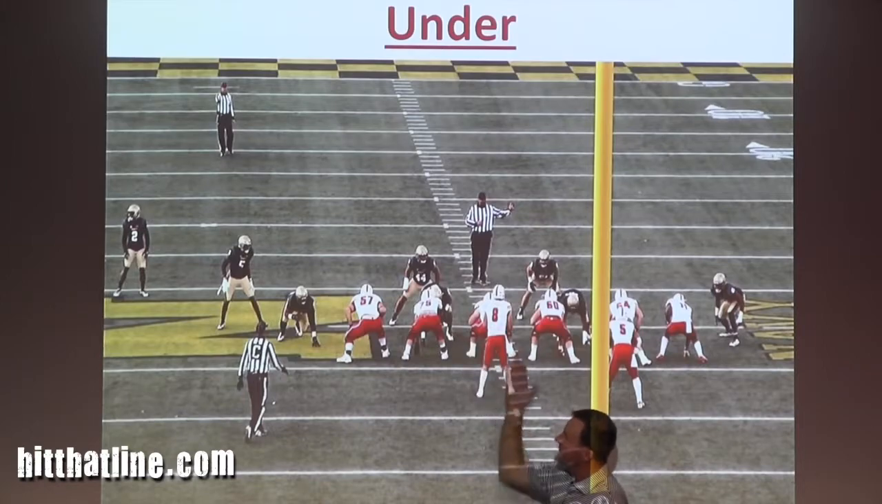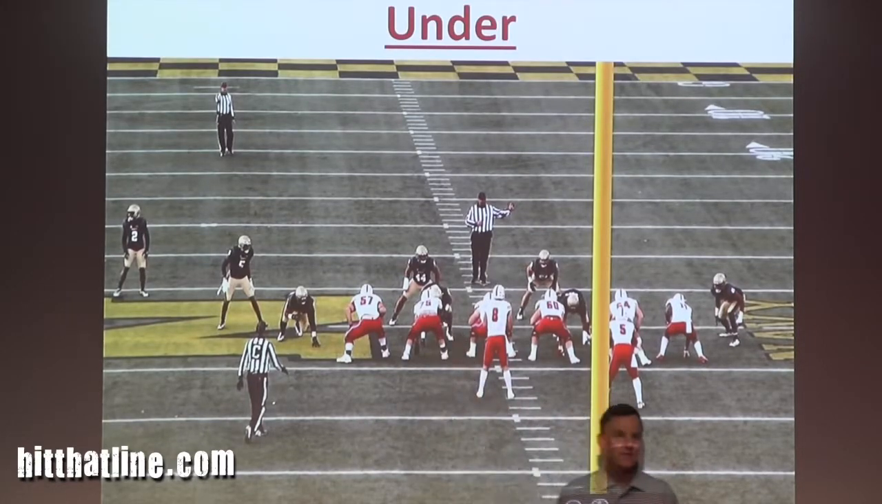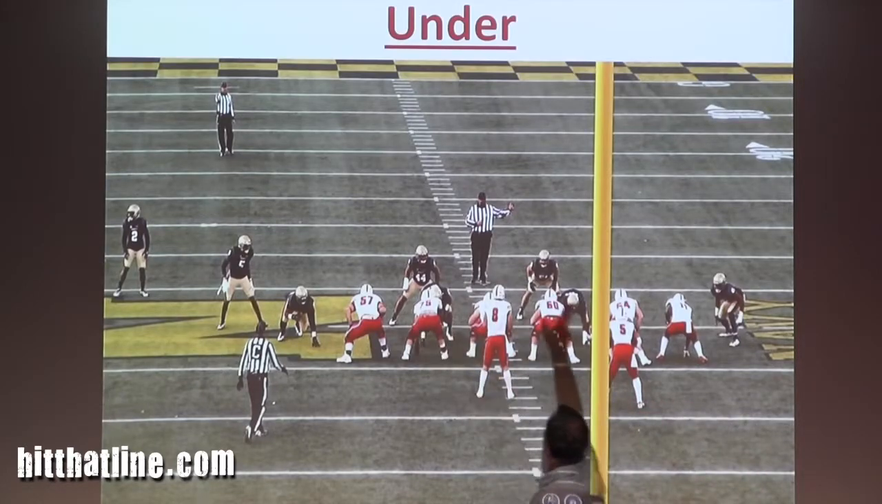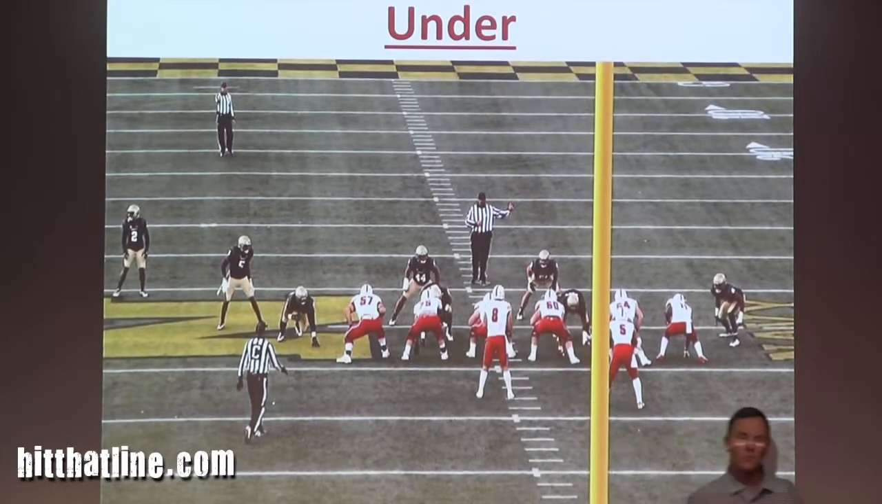An under front is where we call the formation, or the strength, to the field. Where do they align the shade? If they align the shade inside, or the nose, where do they align him? They align him inside. And then that's an under front to us. They're under to the field. If they had the 3 technique here, then he's more than likely going to be inside leverage here. That would be an over front.